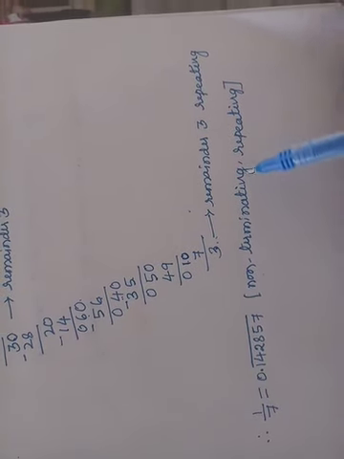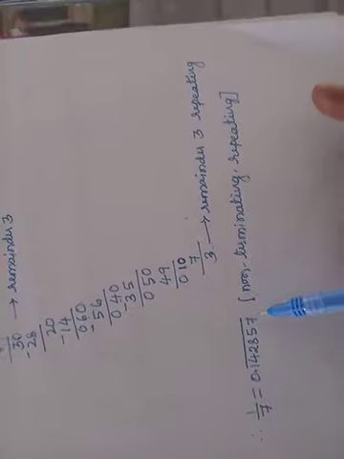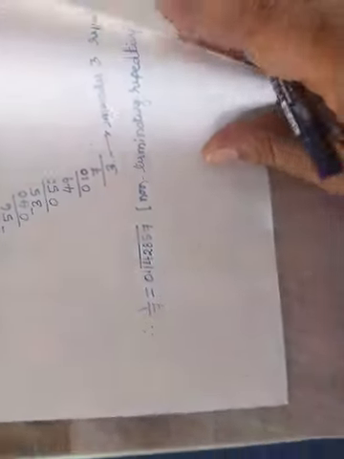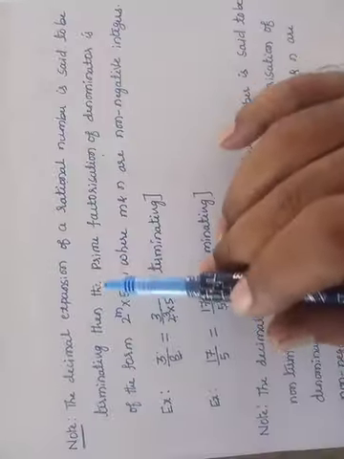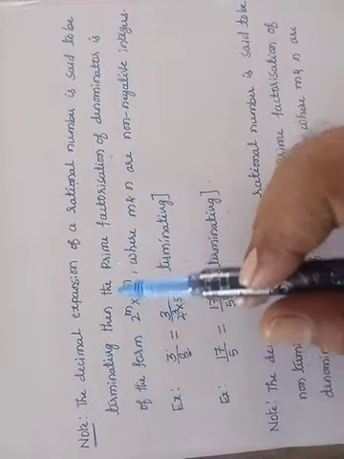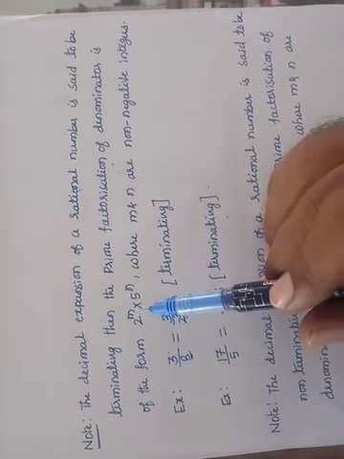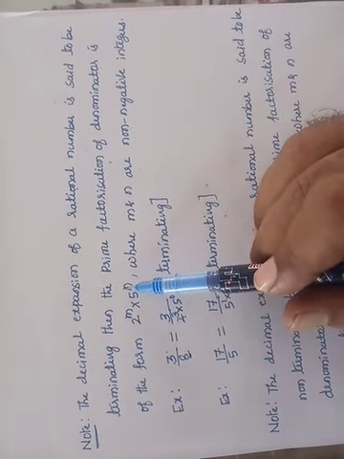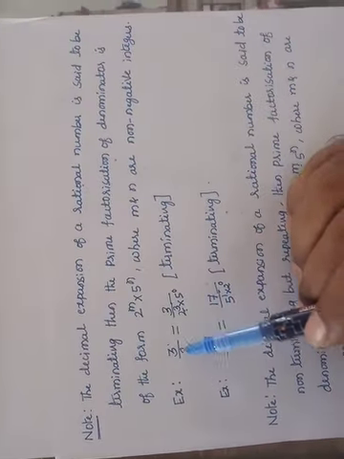142857, 142857 and so on. 142857 will repeat here. By seeing these examples, we have to conclude, we have to see some note here. Note: if the decimal expansion of a rational number is terminating, then the prime factorization of the denominator is of the form 2 raised to m into 5 raised to n, where m and n are non-negative integers.